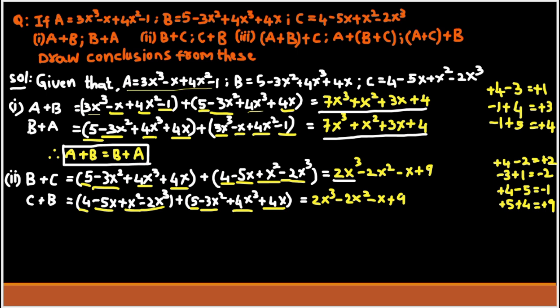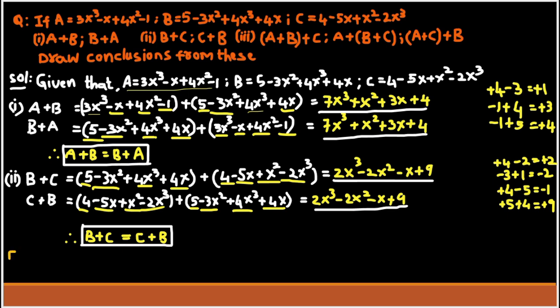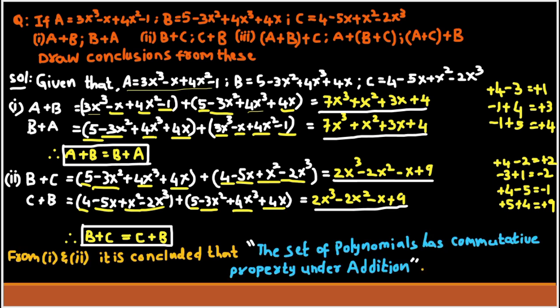So it is minus x, plus 4 from c and plus 5 from b. So it is plus 9. So c plus b is equal to 2x cube minus 2x square minus x plus 9. Both are the same. So we can conclude that b plus c is equal to c plus b. From these 1 and 2 sums, it is concluded that the set of polynomials has the commutative property under addition.